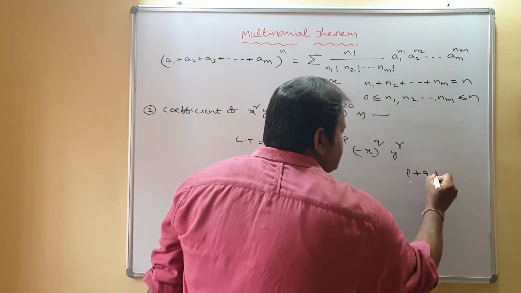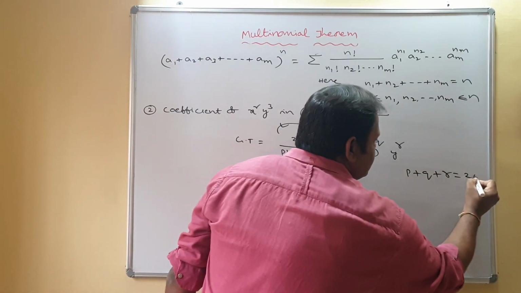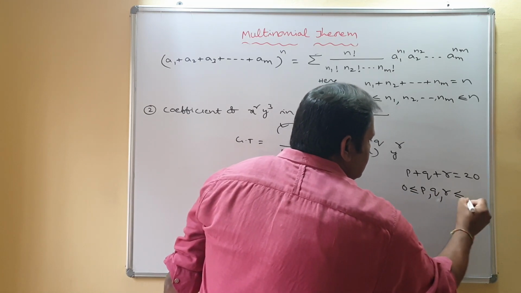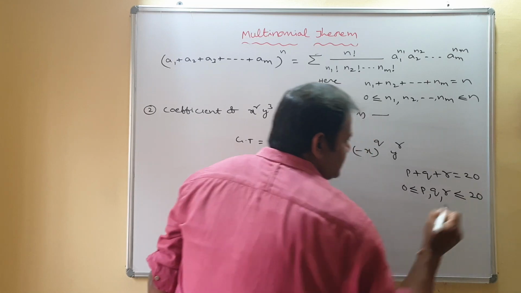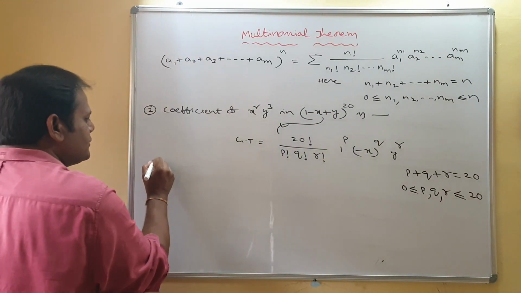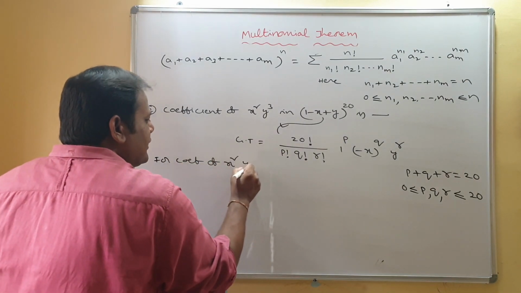P plus Q plus R must be equal to the power, that is 20, and 0 less than or equal to P, Q, R less than or equal to 20. Now here see what we want. We want the coefficient of x square y cube.